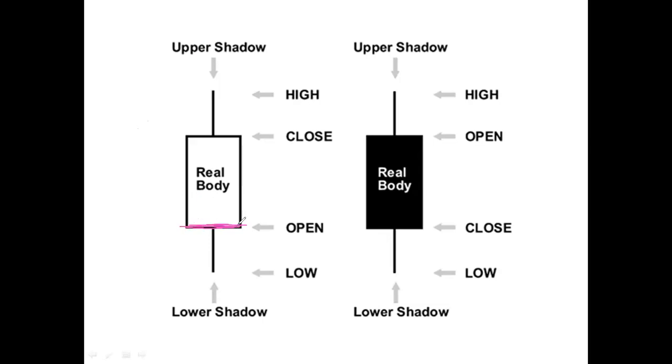This white candlestick is a candlestick that has made an up move. Is that okay? And then the black candlestick is a candlestick that has gone down, or has made a down move. Is that okay? So these are the two colors. The white one represents a bullish candle. The black one represents a bearish candle. Is that okay? So bullish white, bearish black. So this one went up, this one came down.